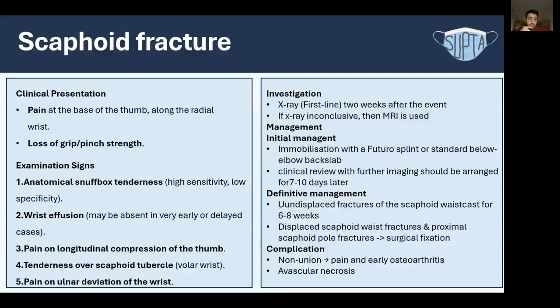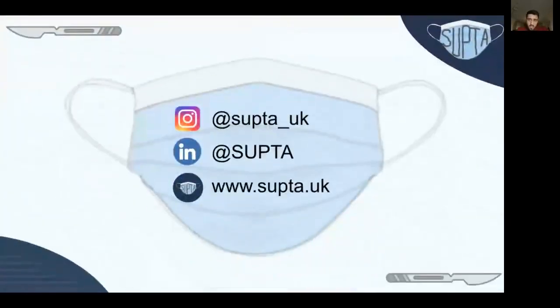There are two main complications. We have avascular necrosis, as I mentioned, and non-union, which would again result in pain and early osteoarthritis. Now that's the end of my presentation. Sorry guys if it was a bit fast paced. If you guys have any questions, I'm happy to help. Just pop them in the chat or we can send them through later on.